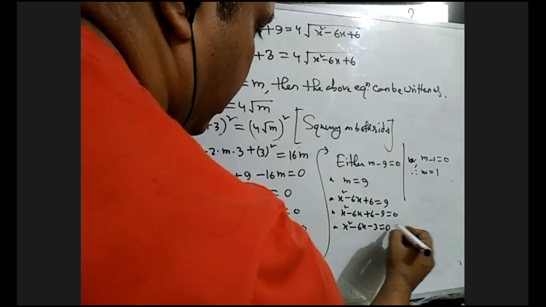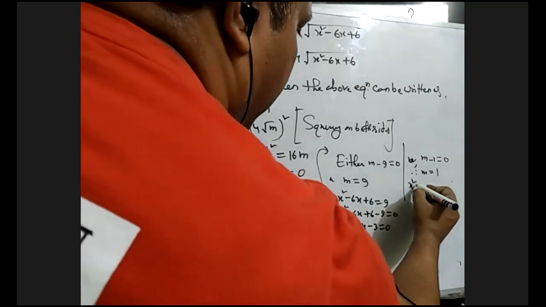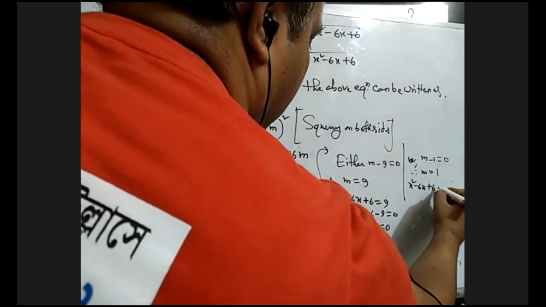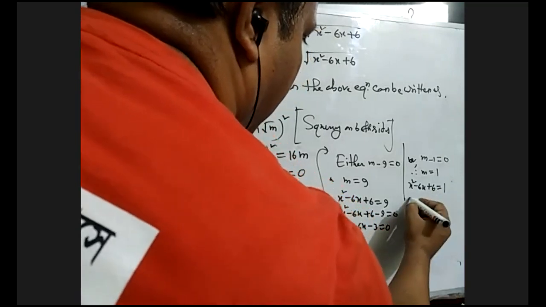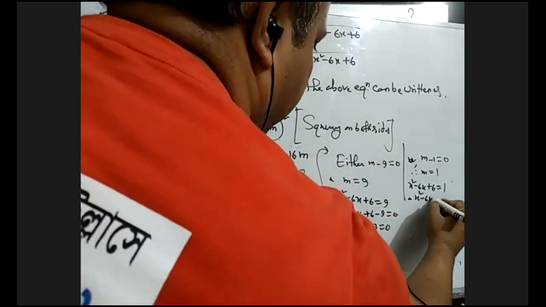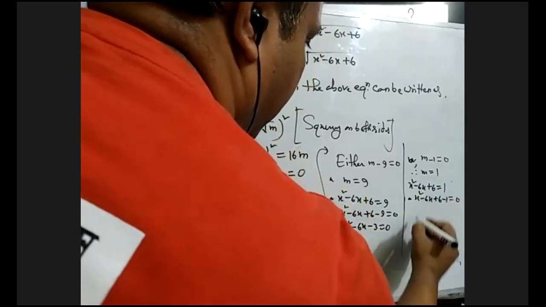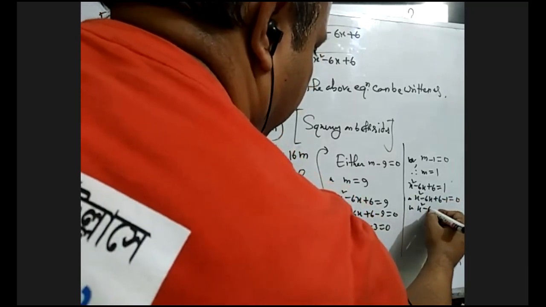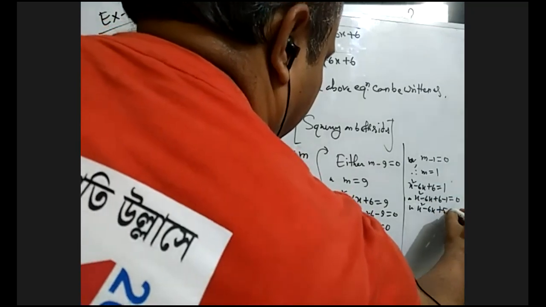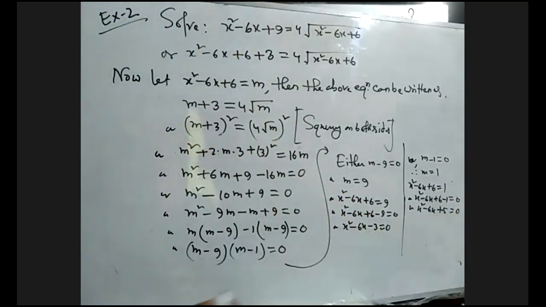Minus 3 equals 0. And here similarly we get this equals 1, or x square minus 6x plus 6 minus 1 equals 0, or x square minus 6x plus 5 equals 0. Just solve this quadratic equation, then you will get easily the value of x.